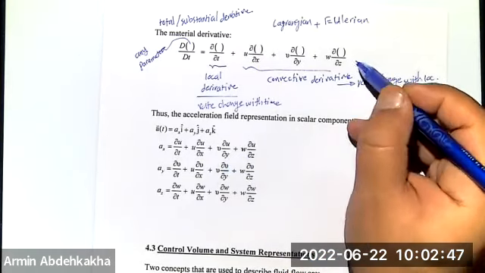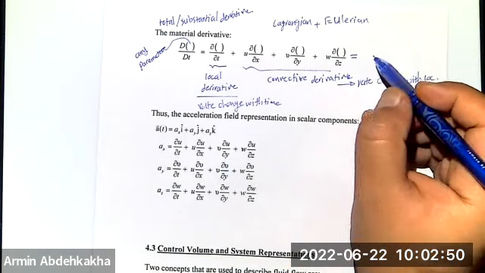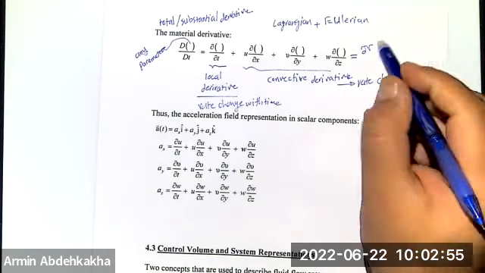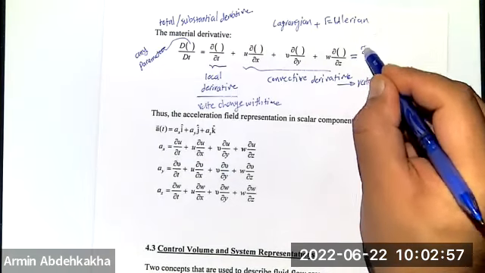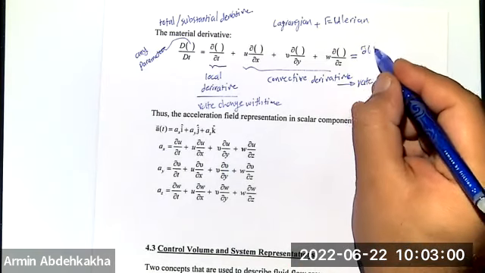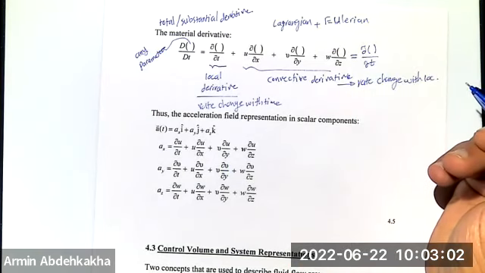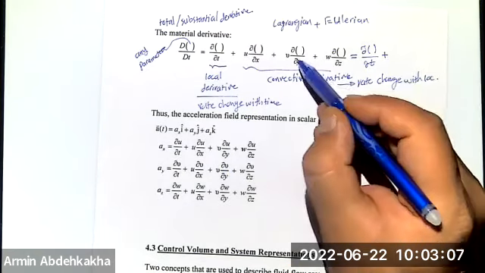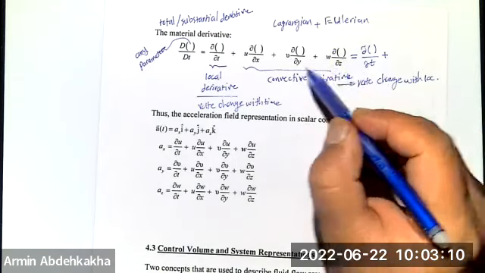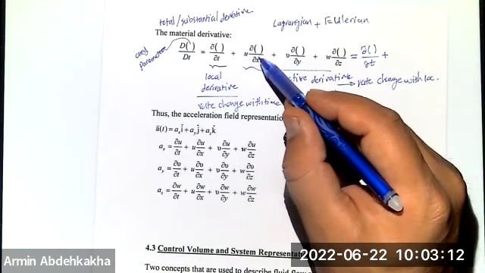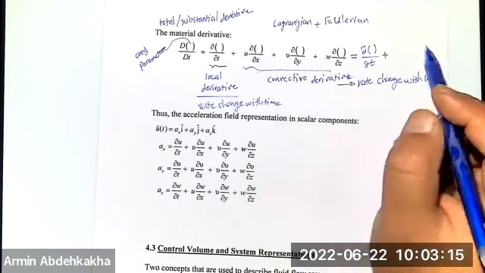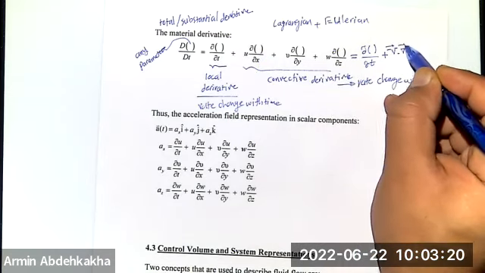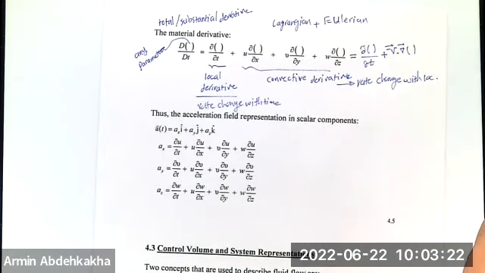From mathematics, I also have to mention here that rho, v, or any parameter could be here: the time derivative plus UVW multiplied by the gradient gives you this part. So mathematically it would be V dot gradient of any parameter, right?